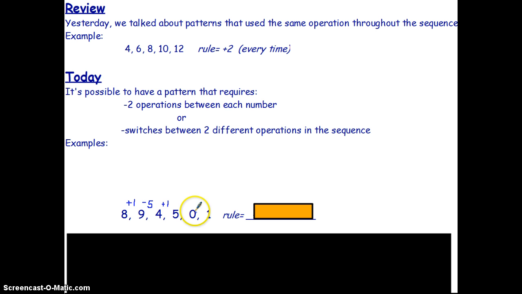And from 5 to 0, now I'm decreasing. So how do I get from 5 to 0? Well, if I take away 5, I get 0. So 5 minus 5 is 0. Now to get from 0 to 1, I can add 1. So sometimes in patterns, you see a pattern within the pattern.